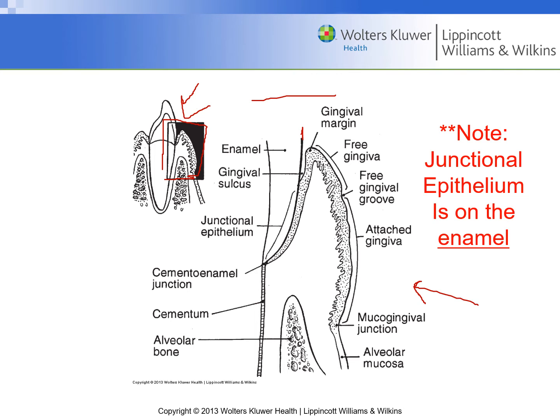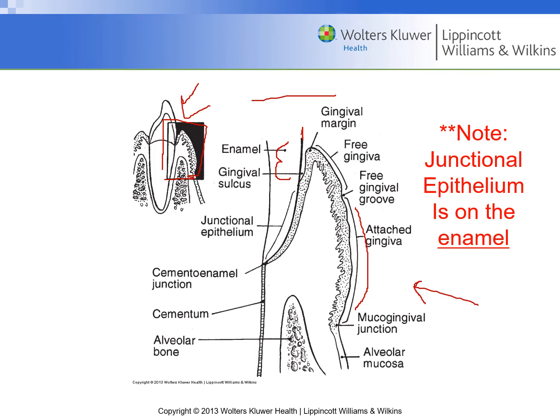So this is all enamel because it's the tooth. That's enamel. And here is the gingival sulcus right down there. And so on this side, we had that free gingiva. There's a demarcation right underneath it where it stops being movable and starts being attached. And that's the free gingival groove. And then from here down, it is attached.